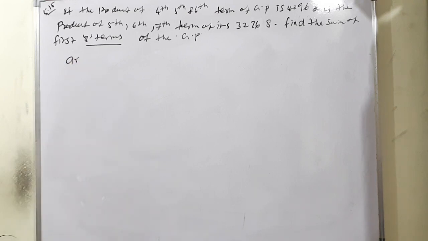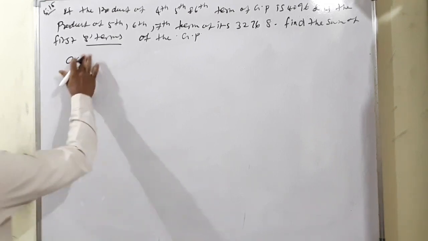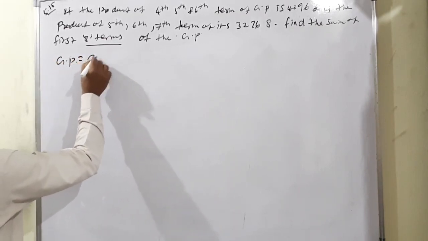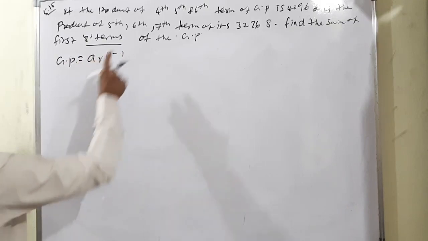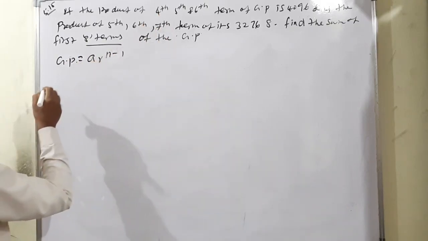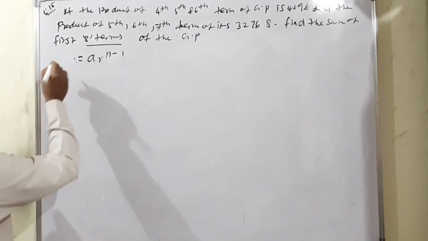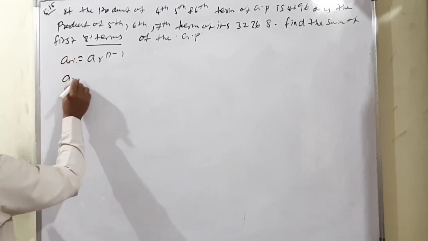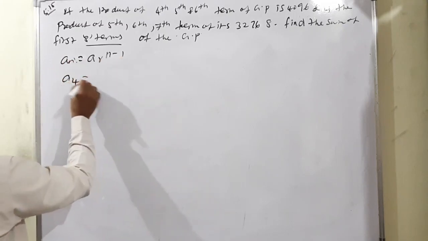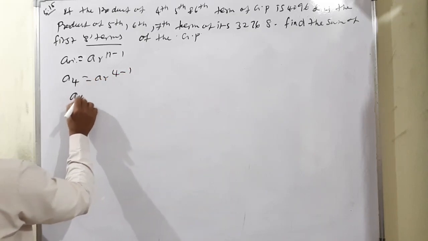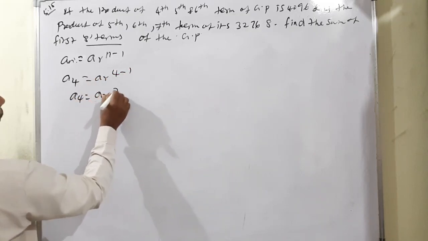So, geometric progression, first how to start? GP, A r to the power n minus 1, so 4 is there, isn't it? Therefore, for a geometric progression, an means a r to the power n minus 1, a4 means a r to the power 4 minus 1. Therefore, A4 means A r to the power 3.